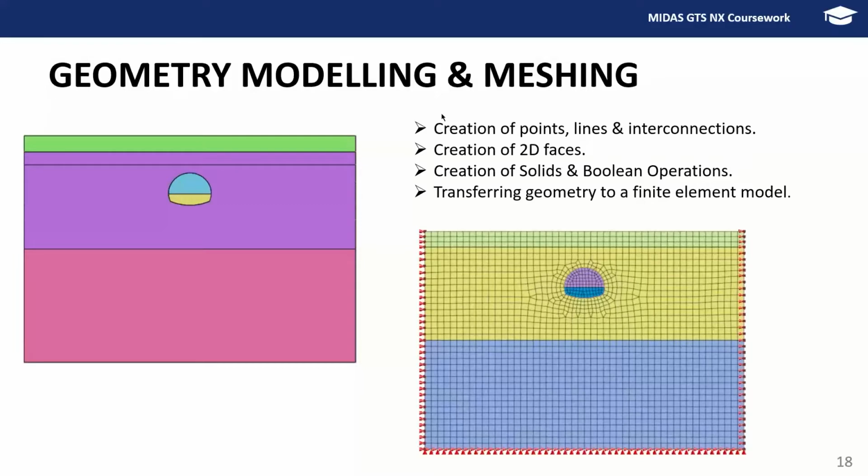For geometric modeling, we need to create the points, lines, and interconnections. Then we have to create the 2D faces. And this is a 2D model, so we don't need to create the solid, and the Boolean operations are not needed. And finally, the 2D face that you have created, you have to transfer that geometry into a finite element mesh, because that is what gets calculated.